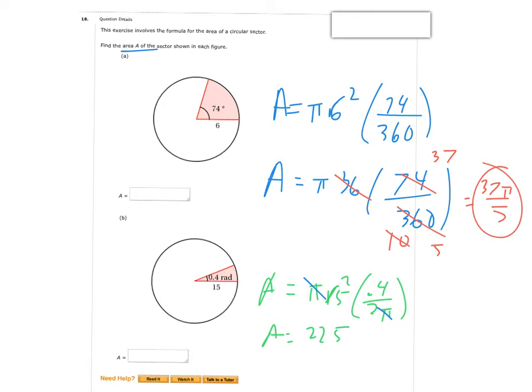So I'll go ahead and do 225 times 0.4. So that's 8, 9, 10. That's 9, and so that's 90. And so that's 90 over 2, so that would be 45.